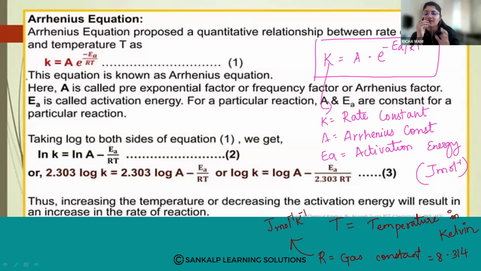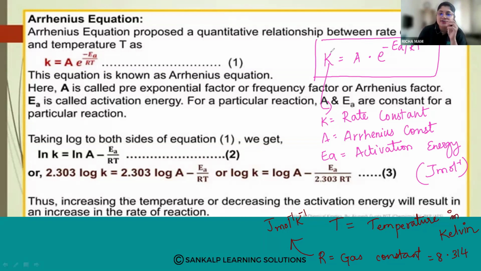So what is the Arrhenius equation? Arrhenius gave a mathematical equation between temperature and rate constant as K equals A into e to the power minus EA by RT, where K is the rate constant, A is the Arrhenius constant, EA is the activation energy in joule per mole, T is the temperature in Kelvin, and R is the gas constant whose value is 8.314 joule per mole per Kelvin. So what does the rate equation tell you?